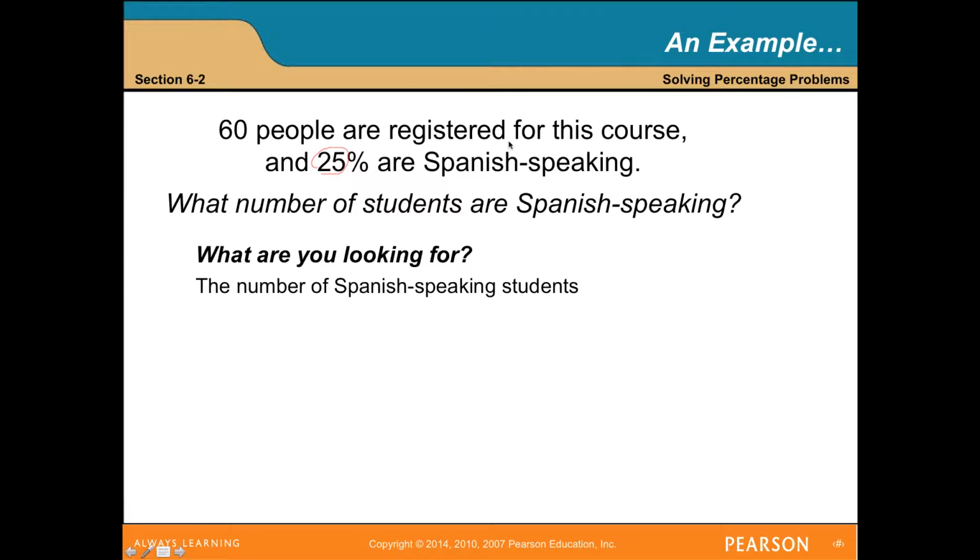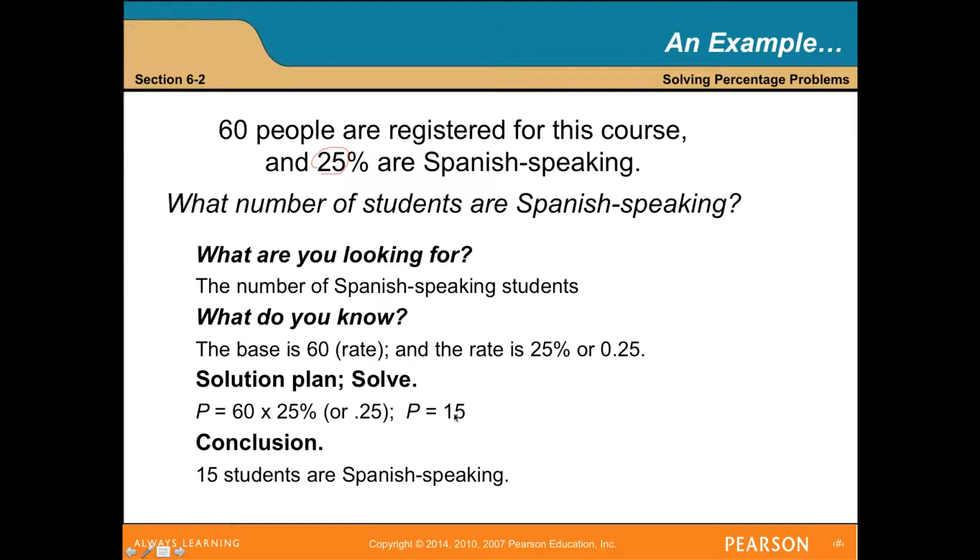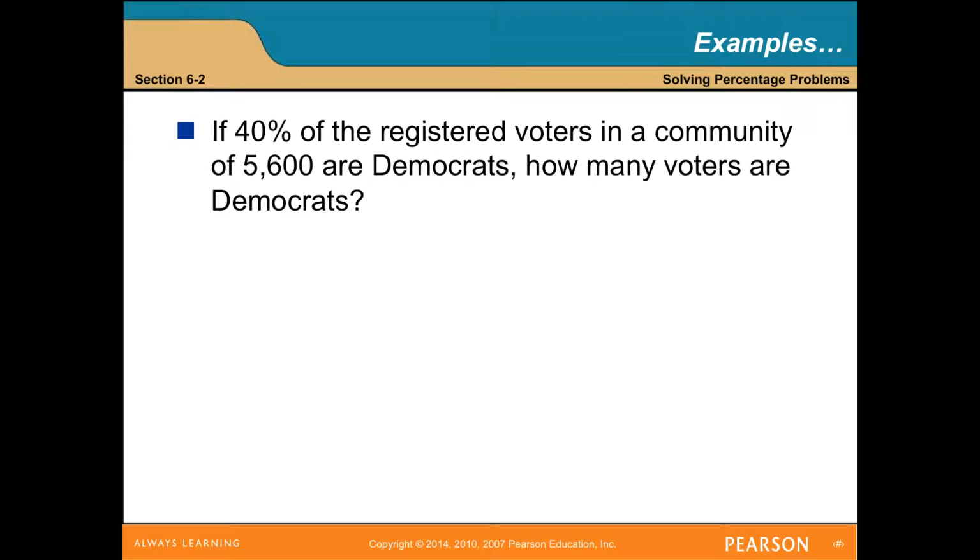What are you looking for? The number of Spanish-speaking students. And what do you know? The base is 60 and the rate is 25% or 0.25. So then you create a solution plan now. 60 times 25% or 0.25. P equals 15. 15 of the students are Spanish-speaking.